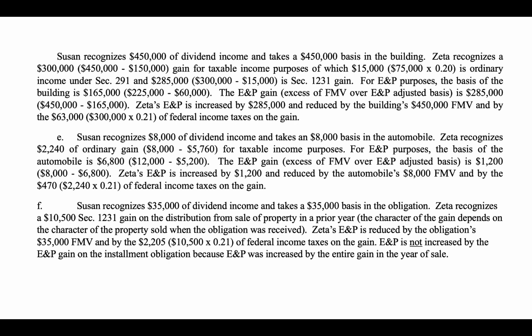So the character depends on the character of the property sold. Zeta's earnings and profits is going to be reduced by the $35,000 distribution, the amount of the dividend, and by the tax effect, the $2,205. It is not increased by the earnings and profits gain on the installment obligation because that was already included in earnings and profits when they sold the asset.